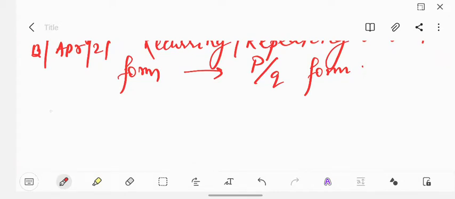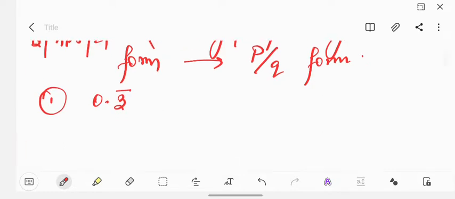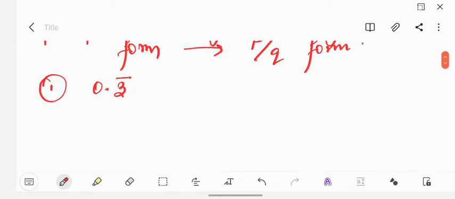The first example I'm taking here is 0.3 bar. That means the single digit 3 is getting repeated again and again an infinite number of times. So to start with this, let us understand these steps which need to be followed to solve this question. First of all, we need to declare a variable, let x equal 0.3 bar.